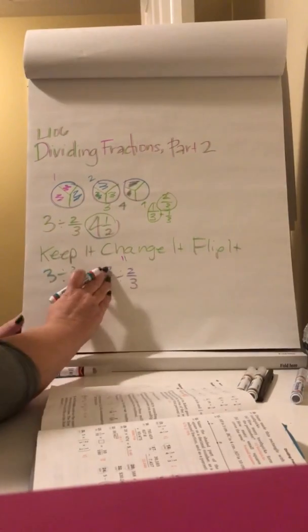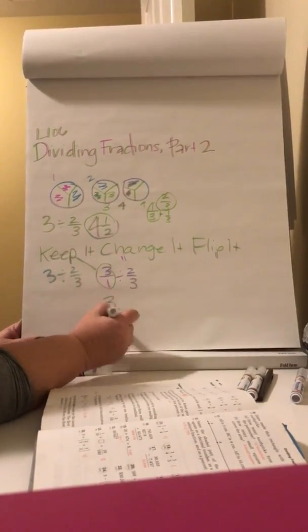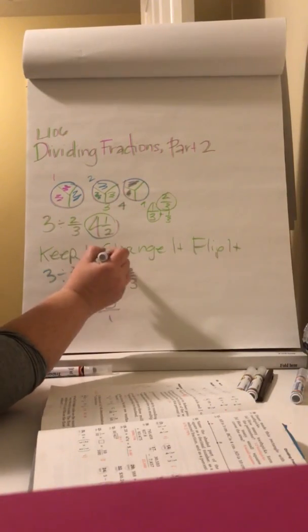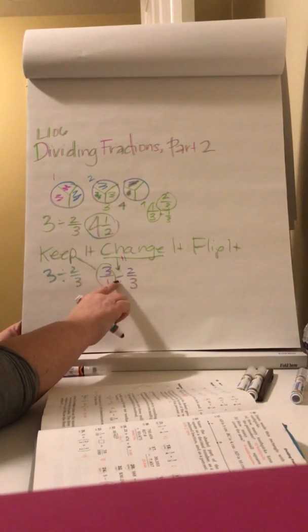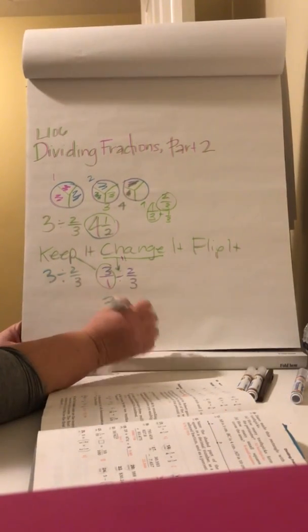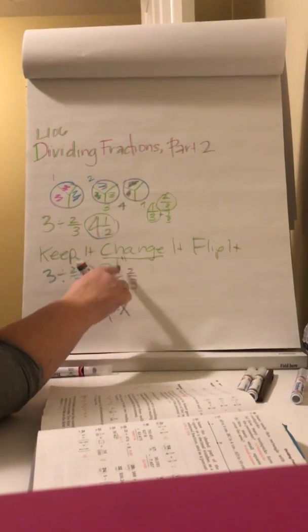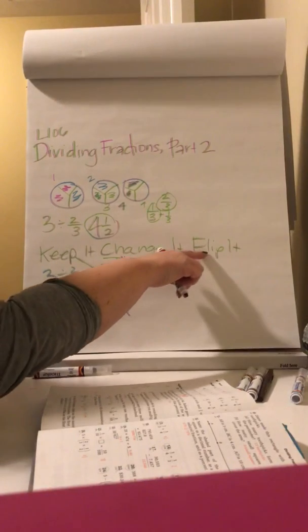Okay, so we're going to keep our first number. We keep it. So we keep 3 over 1. We're going to change our sign. What is the opposite of division? You're right, it's multiplication. So we kept our first number, we changed our sign from division to multiplication, and now you're going to flip it.